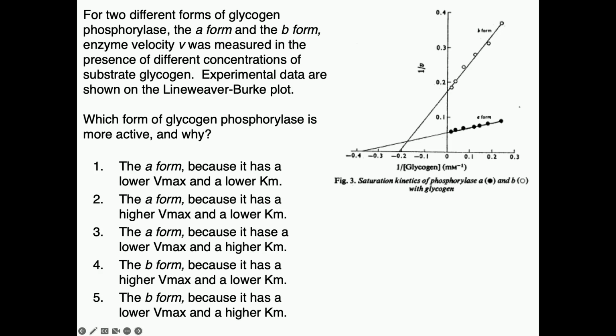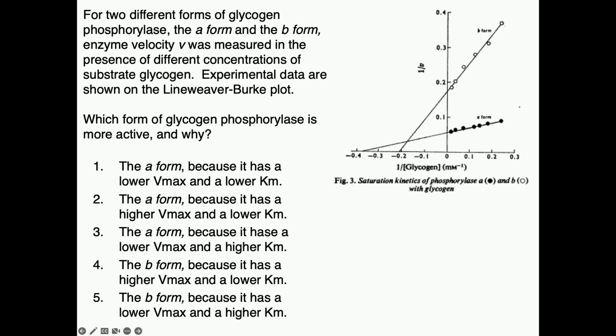Do we have a consensus on this one? Okay. So we've got the 1 over Vmax is red on the y-axis, and then the 1 over negative Km is red on the x-axis. So if we look at the A and the B form, which one is most active?